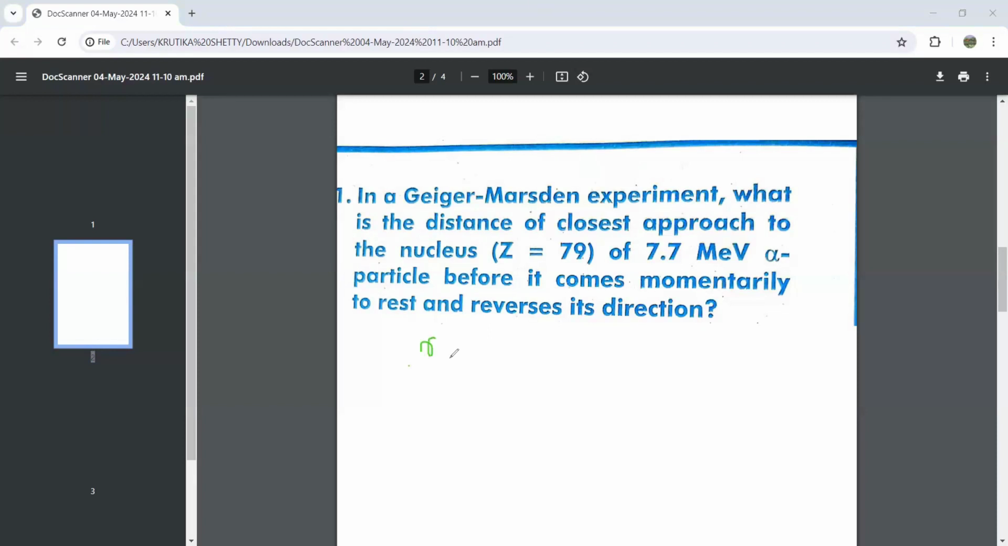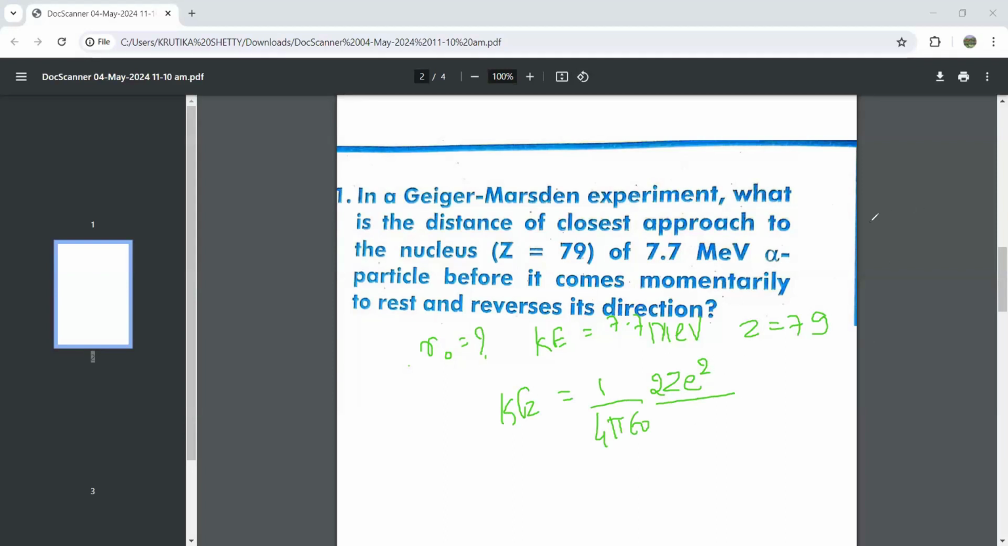Okay. So we need to calculate the value of R naught here, and the energy value is given as 7.7 mega electron volt, and the Z value is given as 79. So now the kinetic energy is equal to 1 by 4 pi epsilon naught Q1 Q2 divided by R naught. But here, instead of Q1 Q2, one is the nucleus, and the other is the alpha particle. The total value is 2 times ZE square. So this is the combination of the alpha particle and the nucleus.